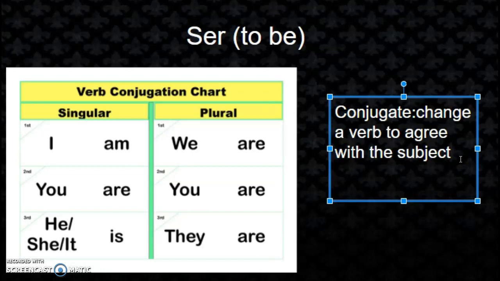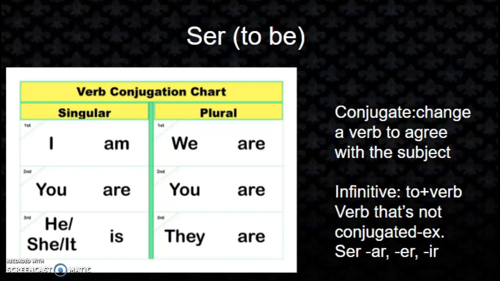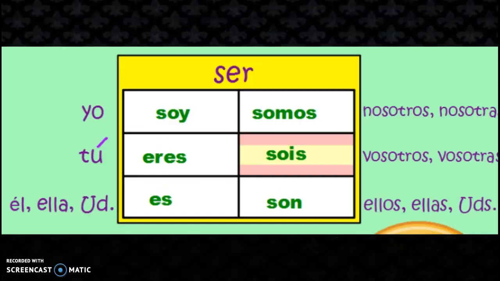Another key word to know is an infinitive. In English, that would be to plus a verb. In Spanish, it is a verb that's not conjugated. So, for instance, it could be the verb ser, because it ends in AR, ER, or IR, which later on we'll see other words that end in AR, ER, or IR, and you can easily identify those as infinitives or unconjugated verbs. So without further ado, here is the verb ser conjugated in Spanish.